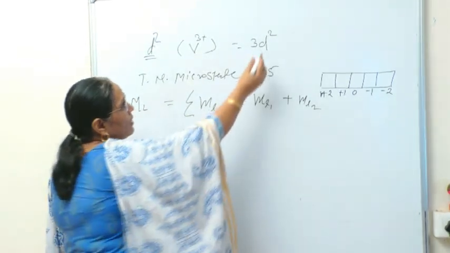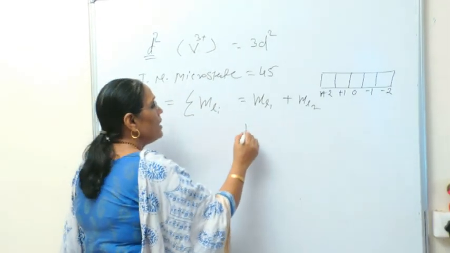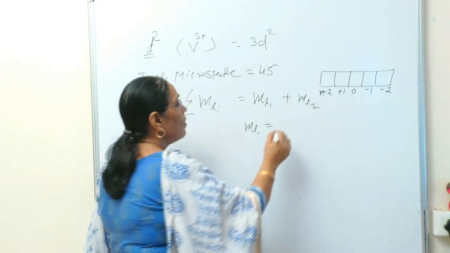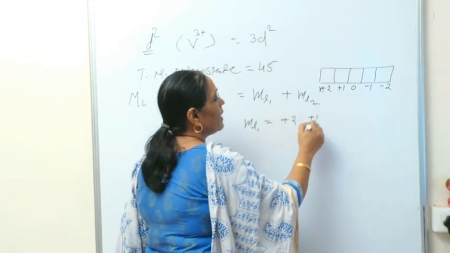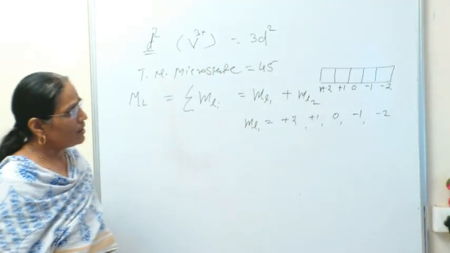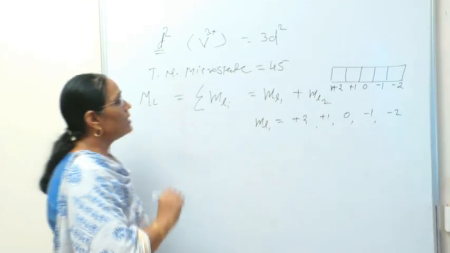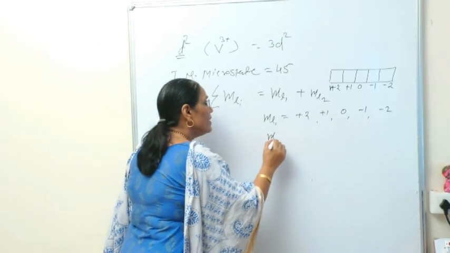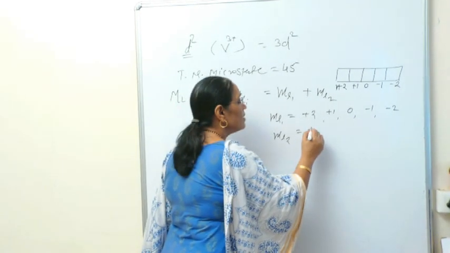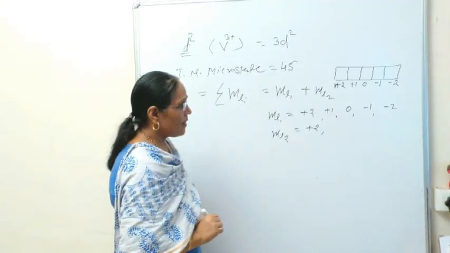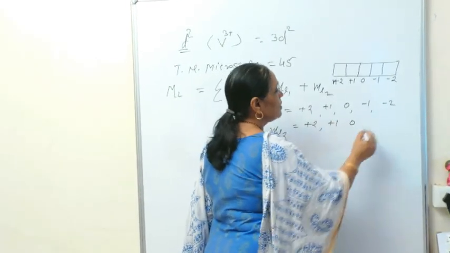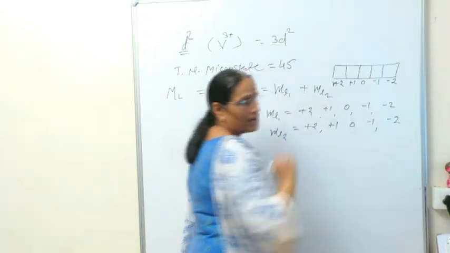So each electron in the d orbital can have the ml value of +2, +1, 0, -1 or -2. This means the first electron can be placed in any one of these 5 orbitals. Similarly, the second electron can also be placed in any of these 5 orbitals, so the second electron can also have the ml values of +2, +1, 0, -1 and -2.